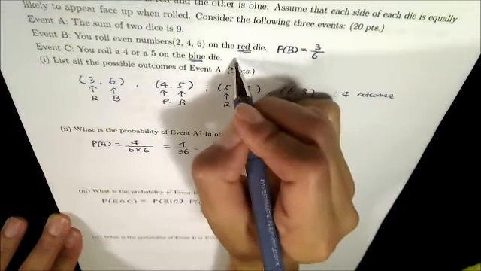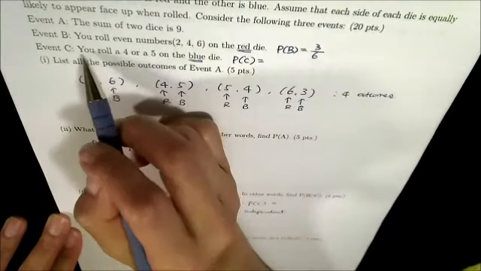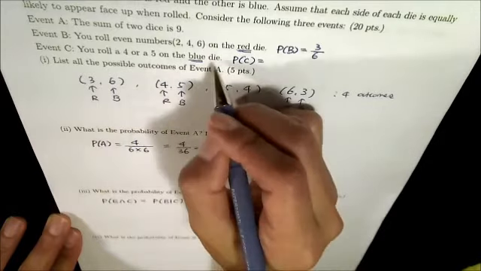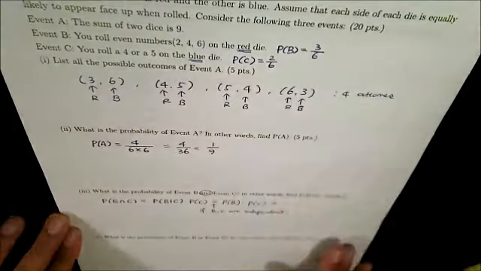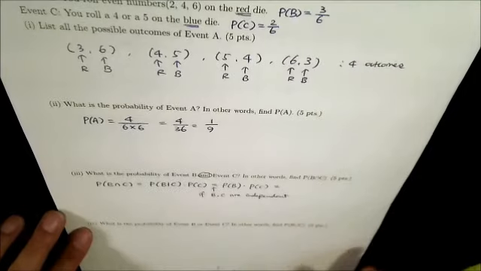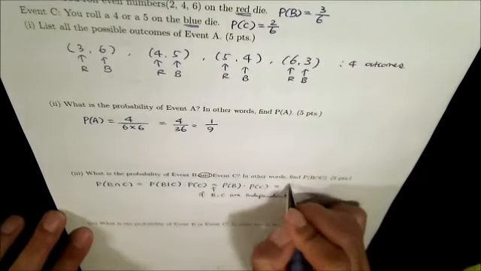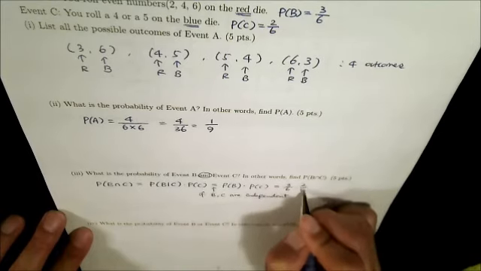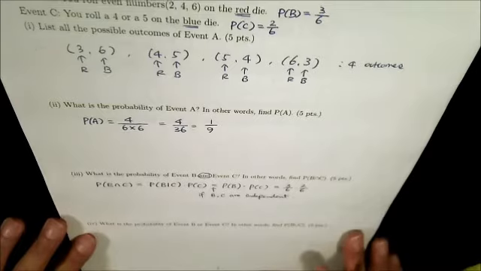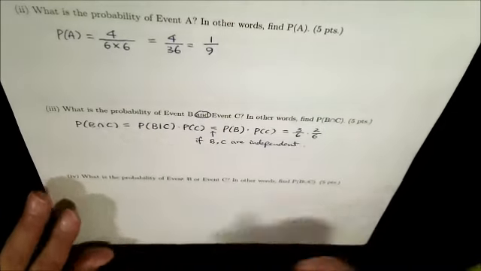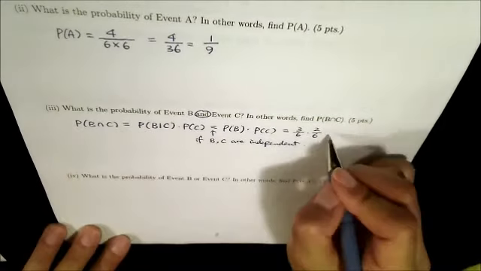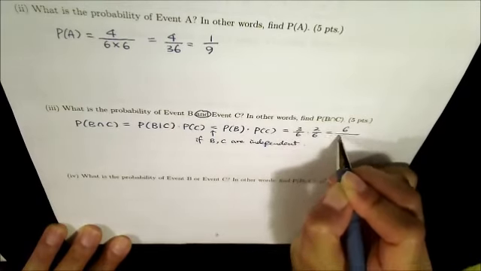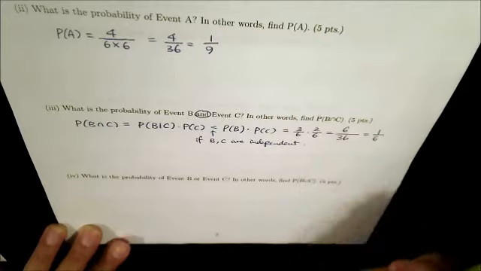Event C. What is the probability of event C? You roll a 4 or a 5. So 2 numbers out of 6. 2 out of 6. Okay. So P of B is 3 over 6. P of C is 2 over 6. Therefore, the probability of B intersection C is 2 times 3, 6. 6 times 6, 36. So that's 1/6.